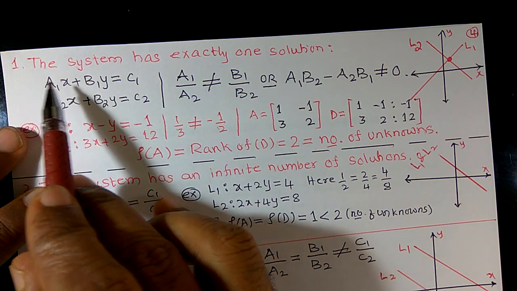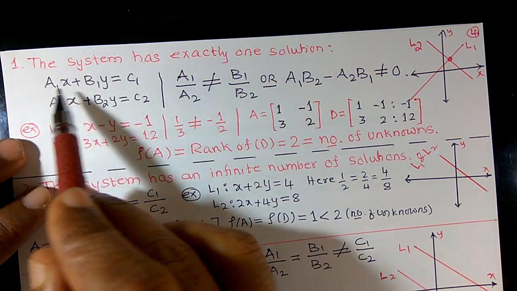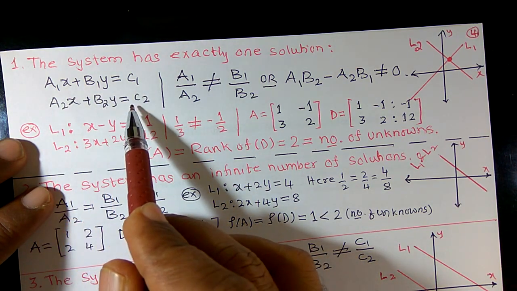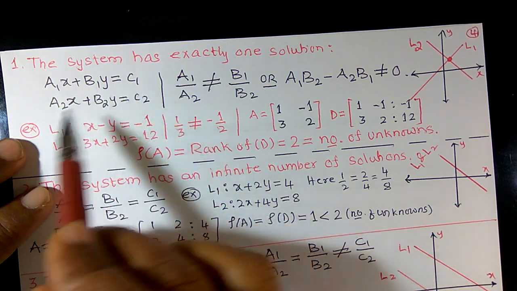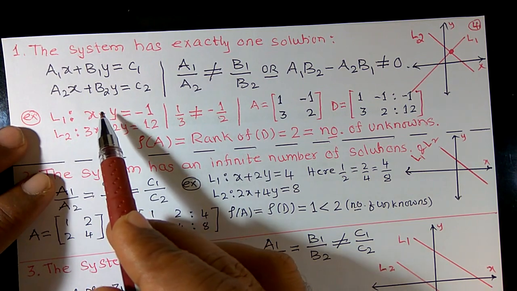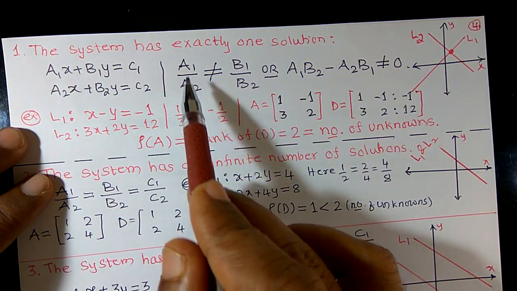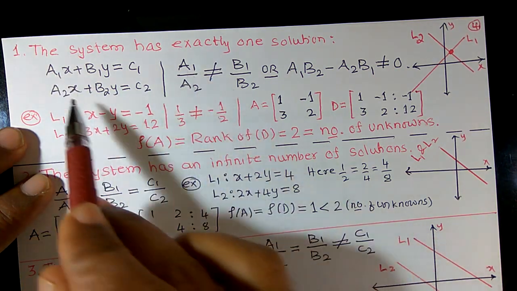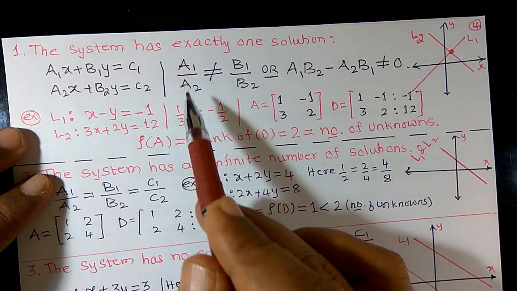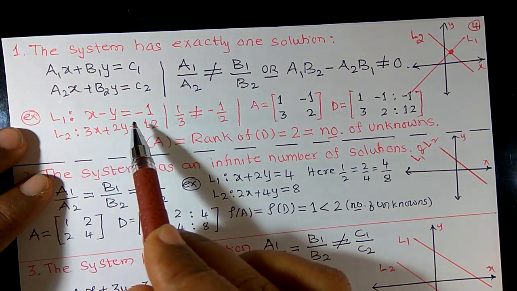For example, consider when the system has exactly one solution. Say they have given a1x plus b1y is equal to c1, a2x plus b2y is equal to c2, where a1, b1, c1, a2, b2, c2 are some constants. I can say that the system has exactly one solution by verifying this condition. The coefficient of x in the first equation is a1, and the coefficient of x in the second equation is a2. I have to verify this ratio: a1 by a2 is not equal to b1 by b2, where b1, b2 are the coefficients of y.